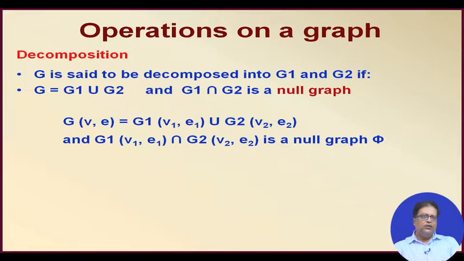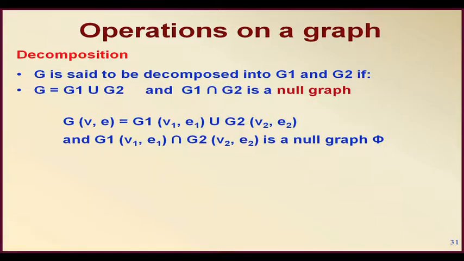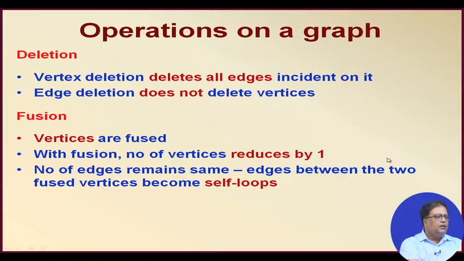G is said to be decomposed into G1 and G2 if G equals G1 union G2 and G1 intersection G2 is a null graph, right. So, the intersection should be a null graph, meaning nothing. That means these two graphs have no intersection at all, and that is called a true decomposition. So, if the intersection is a null graph, then we call that a decomposition process.